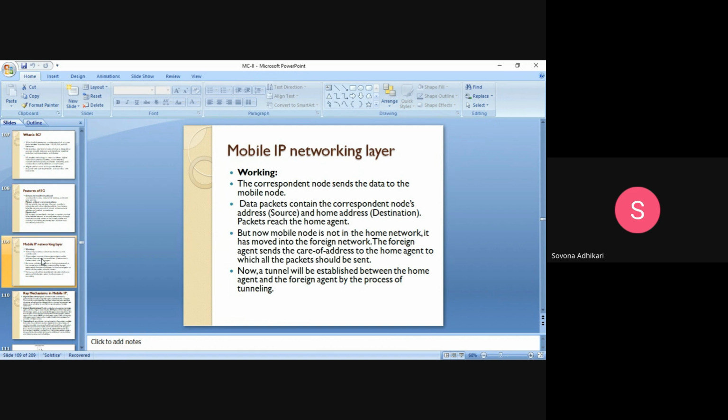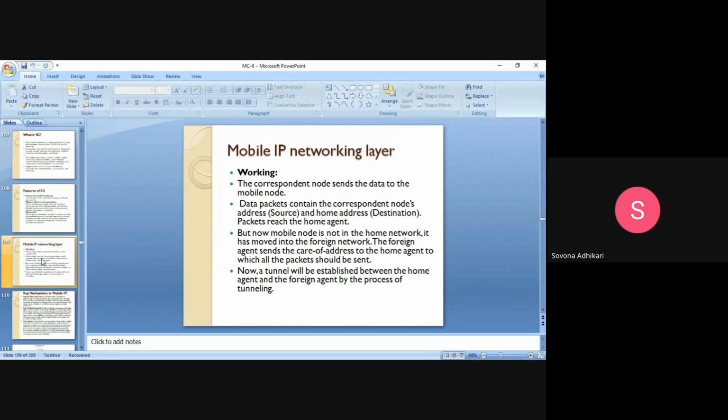The data packet contains the correspondent node's address, the sender's address, the source address, the home address, the destination address, and the packet reaches the home agent. Along with the data, the packet contains two additional pieces of information, source address as well as destination address, and the packet first reaches the home agent. But now the mobile node, the destination, is not in the home network; it has moved into the foreign network.